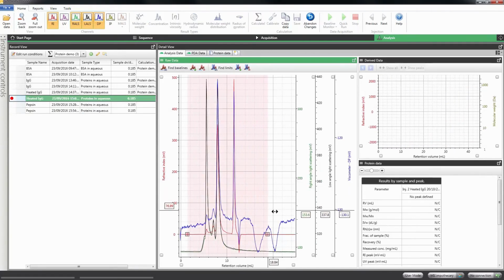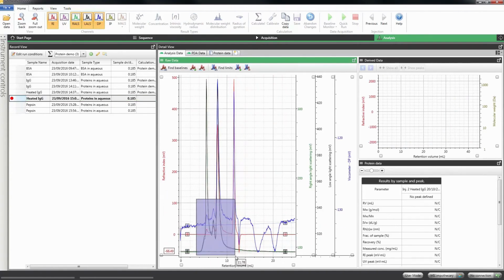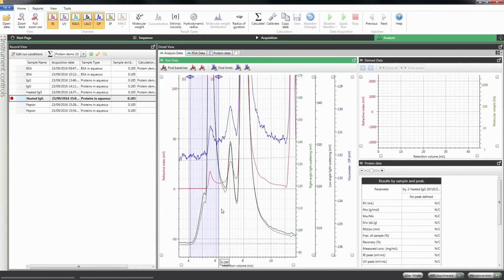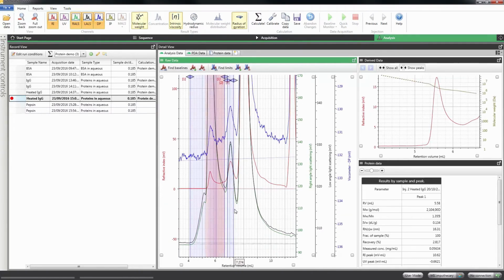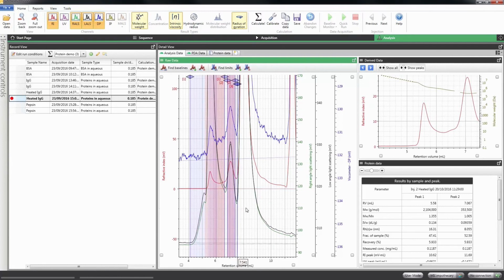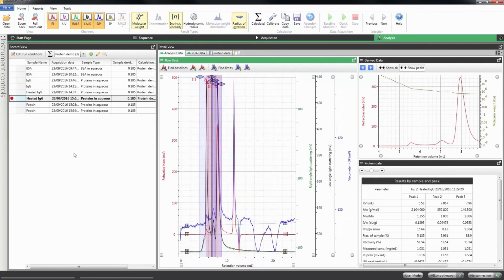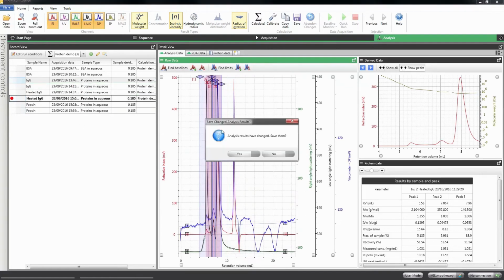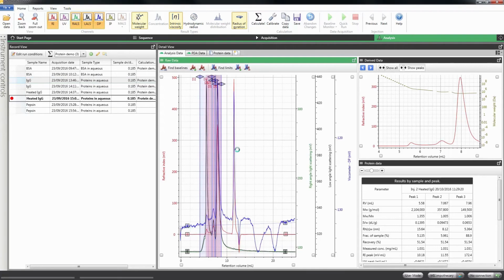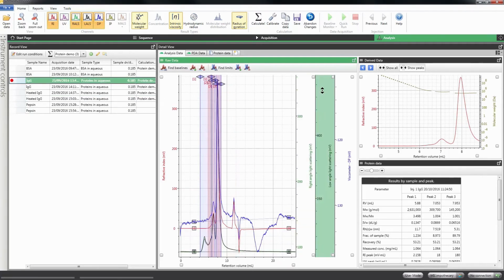So then the fourth and final IgG, we'll set baselines and limits over those again. And pretty similar results. So very nice. Now once I've saved those, what I want to show is how we can compare samples and overlay them and really get a feel for how the IgG sample has changed.